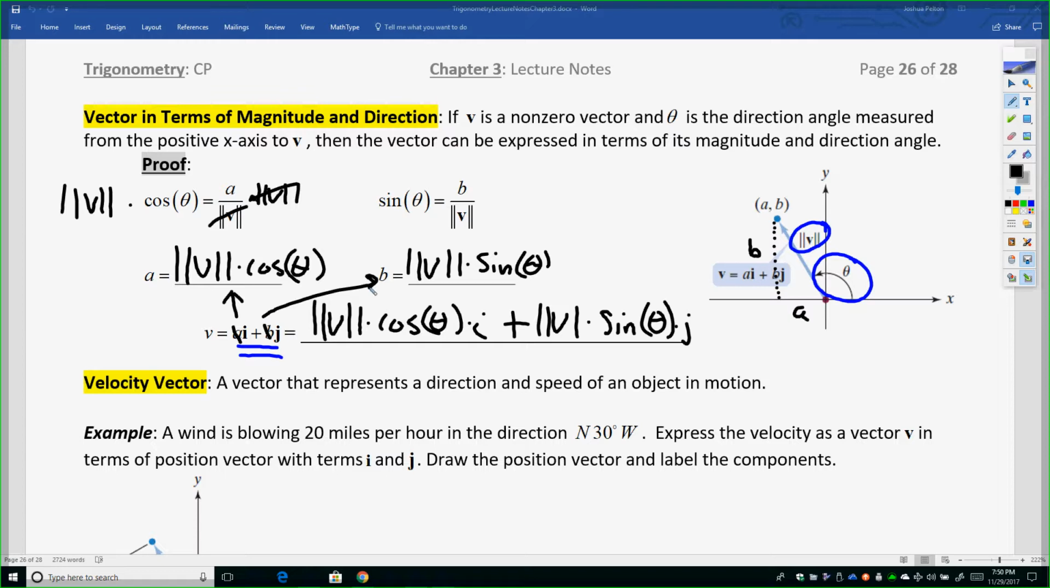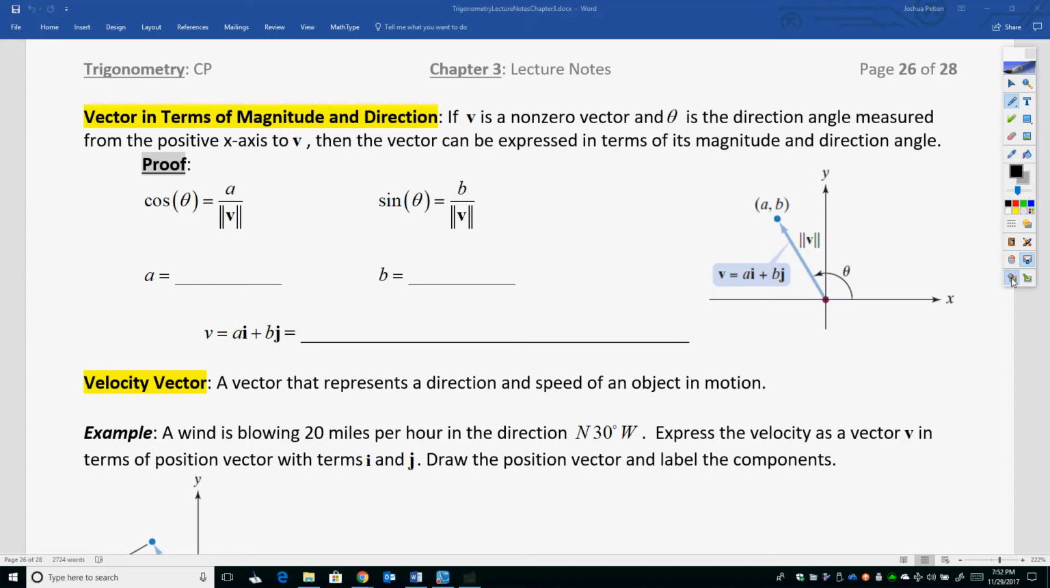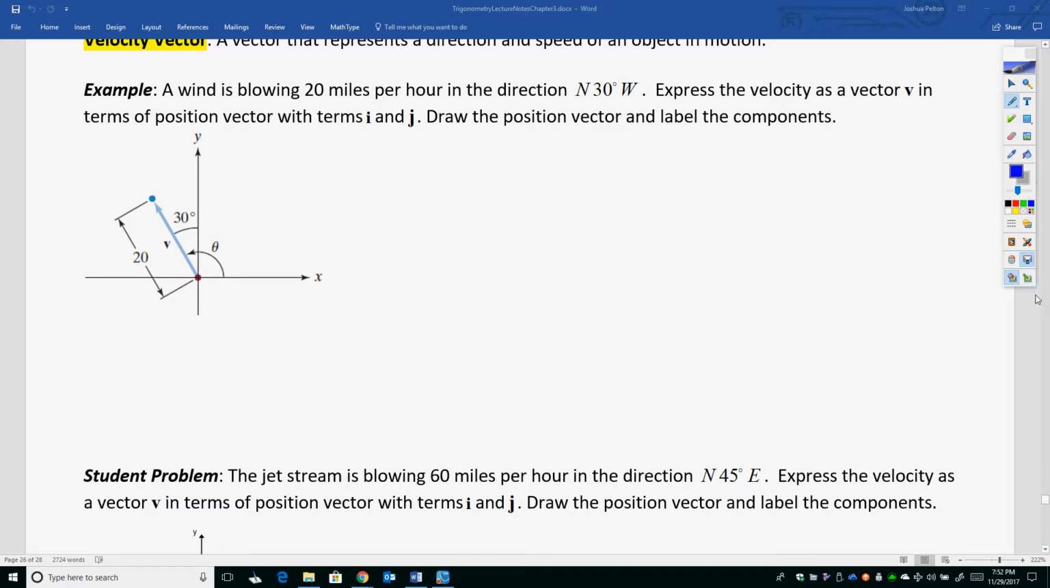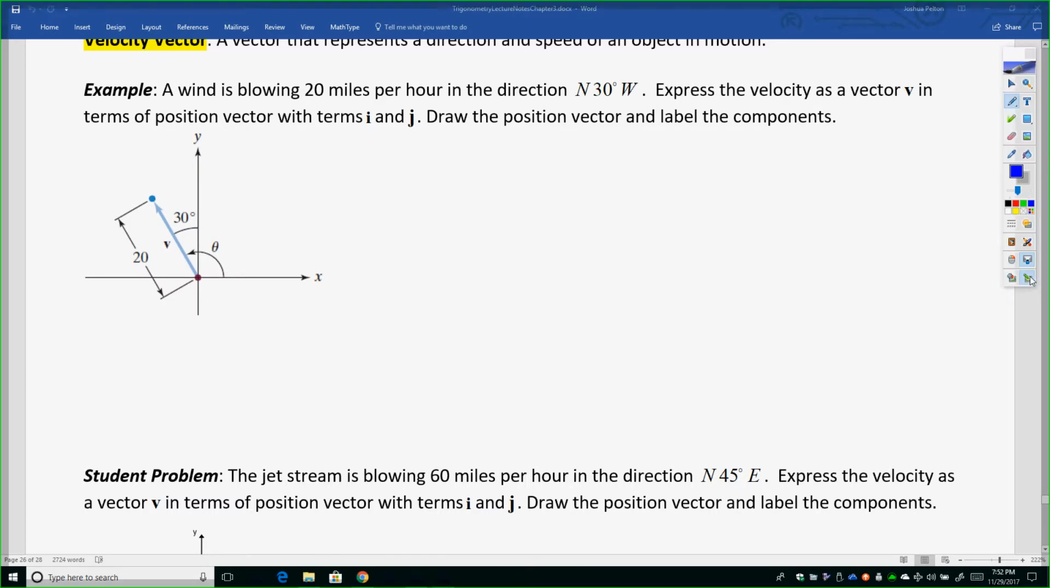So there are two formulas that are equivalent. If you have two locations, you use the A and B formula we used before. If you have a magnitude and direction, use this formula. We're going to start with velocity vectors first. Wind blows 20 miles per hour, so that is our magnitude. Put that in our picture here, and it's north by 30 west.